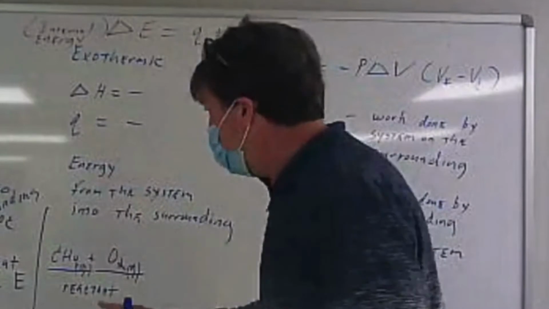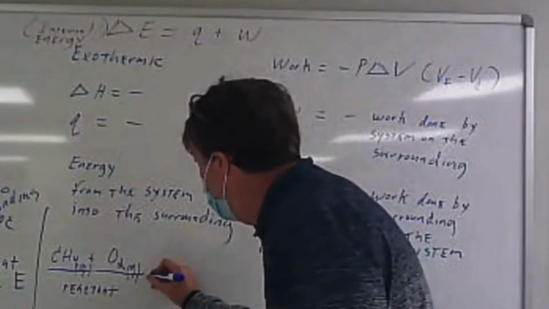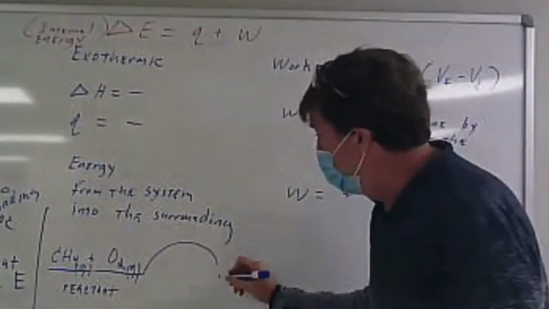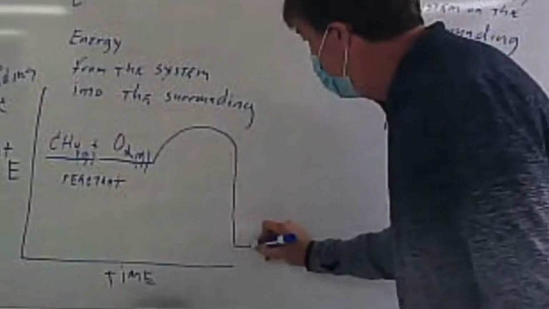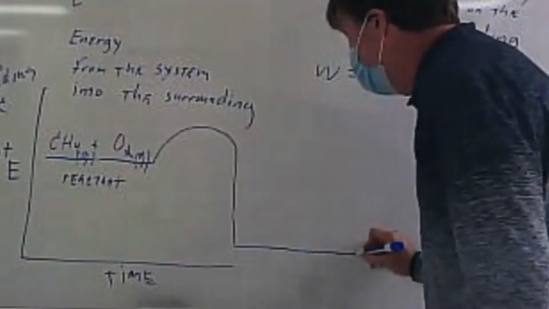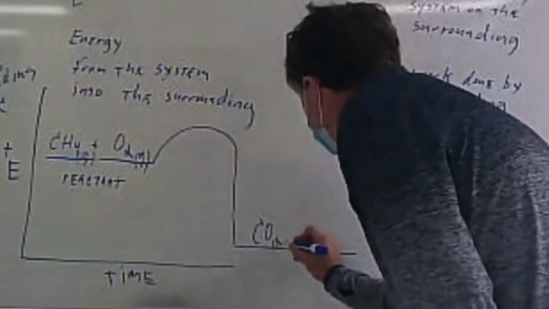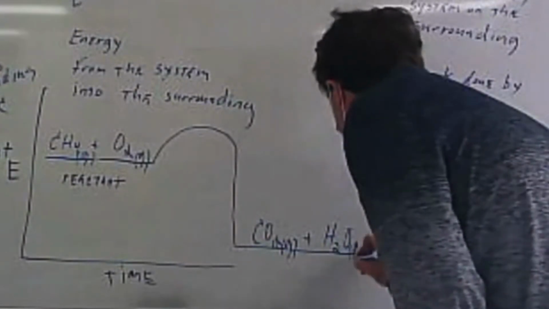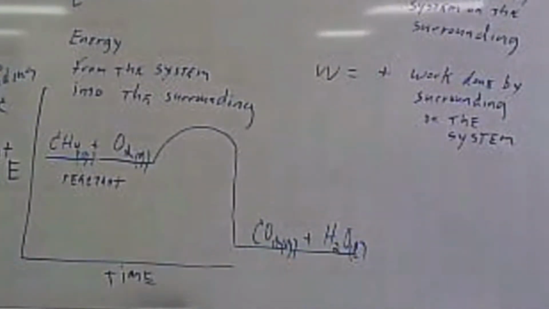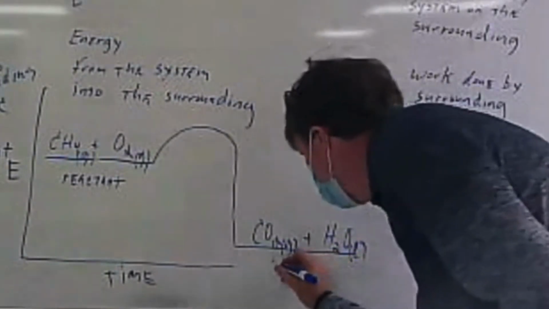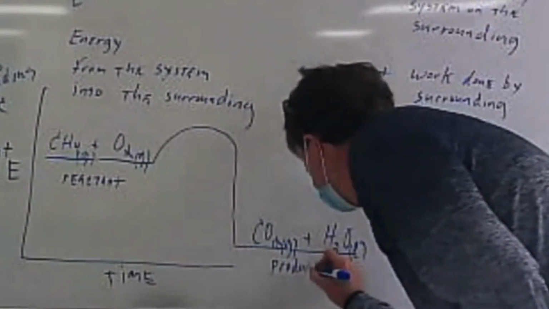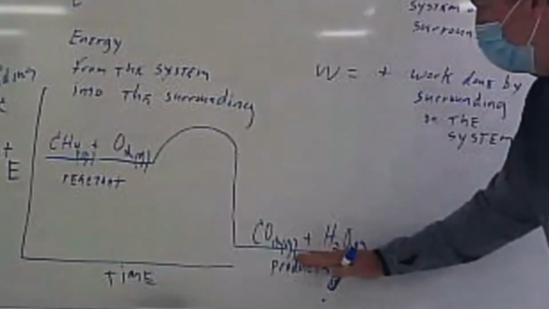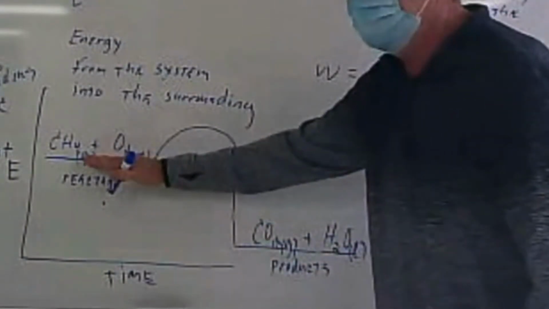The reason is, in order for these two to react, we have to go over this energy barrier. Once we get over this bump, then we can react and create low energy products: CO2 gas plus H2O liquid, we'll say. And here are the products. Notice the products are lower energy compared to the reactants.